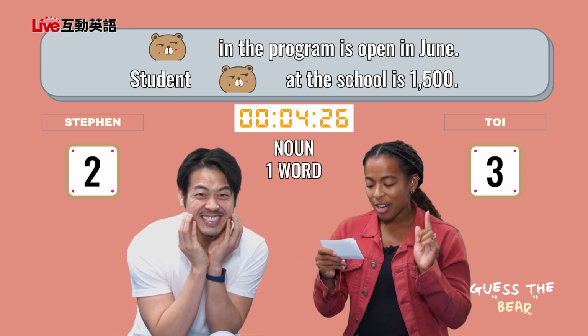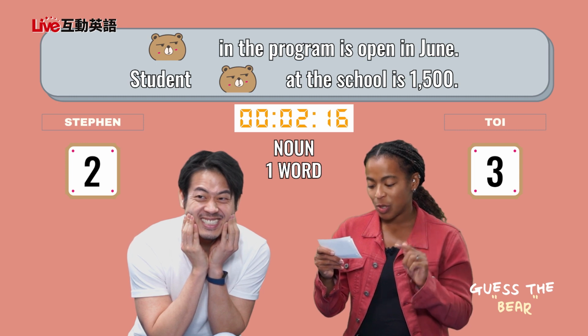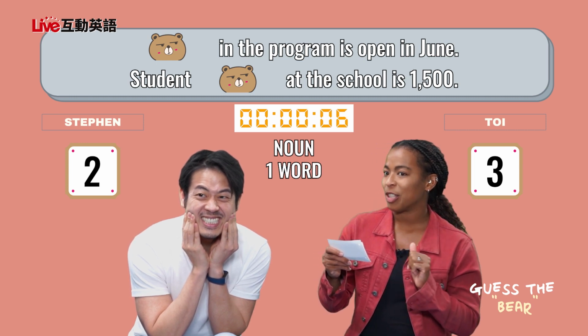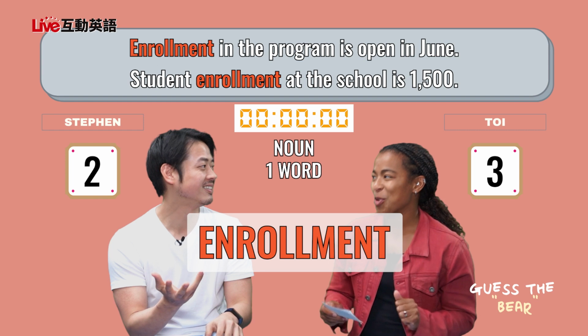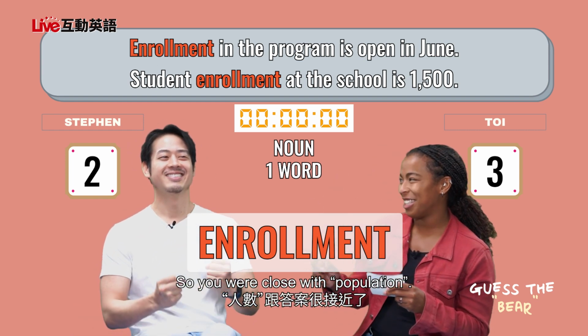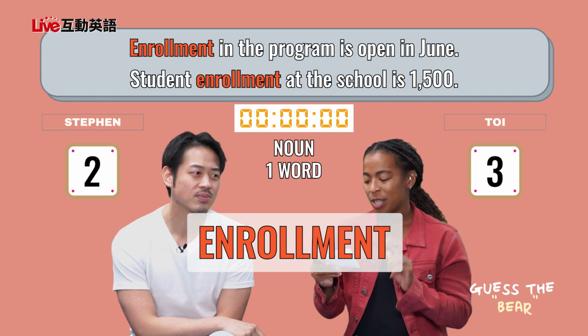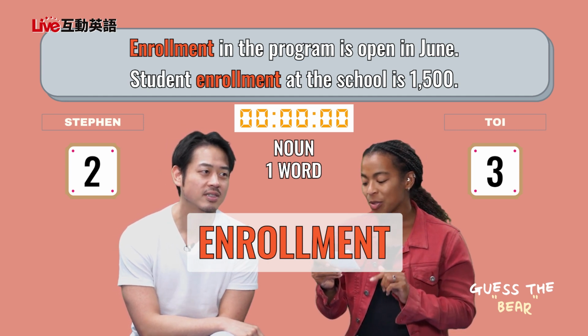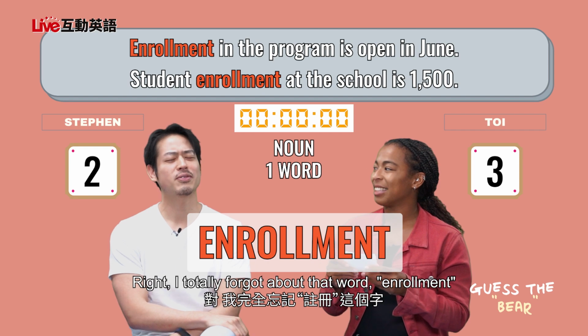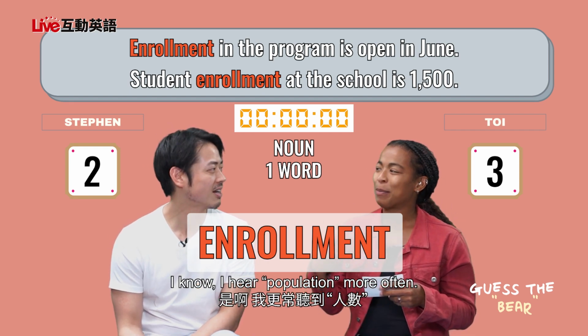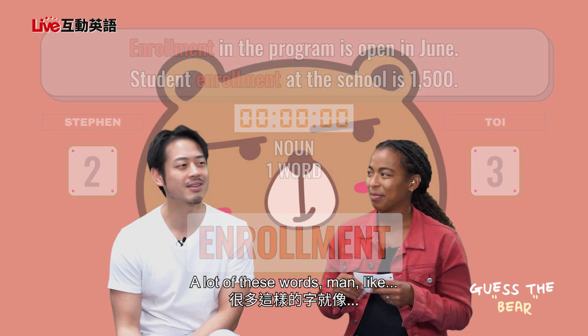Okay, last. Go. Now, bear in the program is open in June. Student bear at the school is 1,500. Oh, what was it? Enrollment. Ah. So you were close with population. It's close. Enrollment. Okay, I see. So enrollment in the program is open in June. Student enrollment at the school is 1,500. Right. I totally forgot about that word enrollment. I hear population more often. Yeah, a lot of these words, you have to practice.